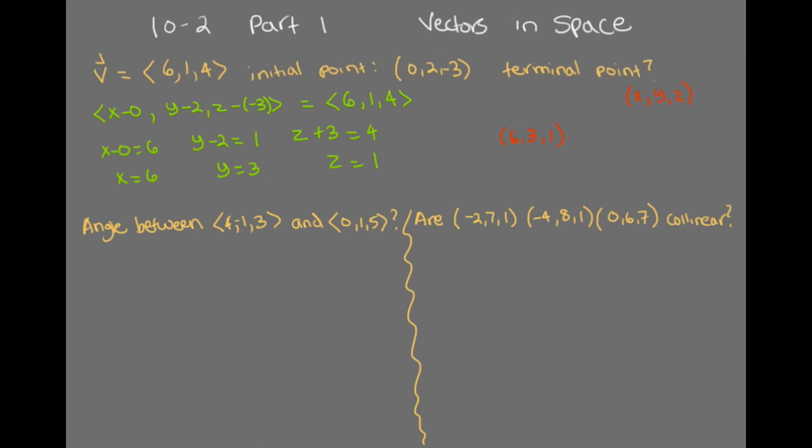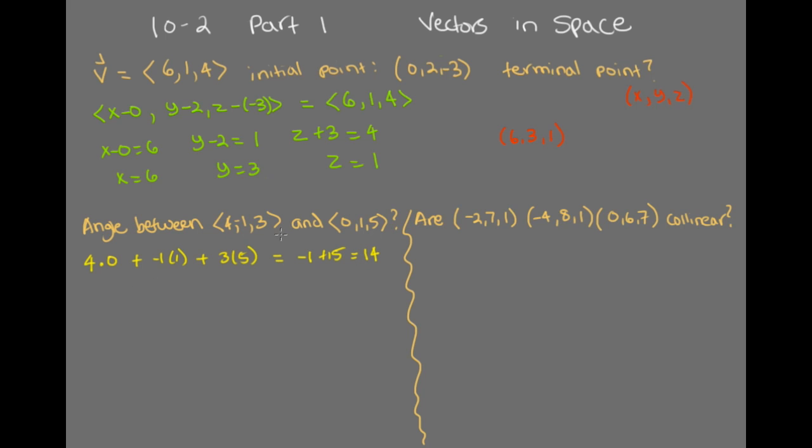Okay, so now let's find the angle between these 2 vectors that are given to us. The way we do that is first we want the dot product. Basically, we multiply the x components, multiply the y components, multiply the z components, and add them together. So that's going to be 4 times 0 plus negative 1 times 1 plus 3 times 5, which is equal to negative 1 plus 15, which is equal to 14.